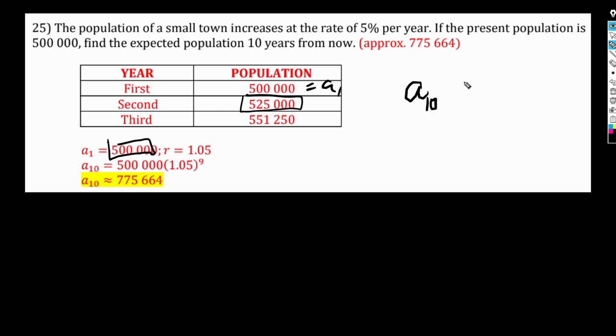Okay? Now, either way, either a sub 1 mo, si 500,000, look for a sub 11, or gawin mong 525,000 si a sub 1, and then look for a sub 10. Either one should give you the correct answer, which is not 775,664. Hindi yan. Okay? You should multiply that by another 1.05. Dapat. Okay? Yan lang yung correction from the exit ticket from the previous session.